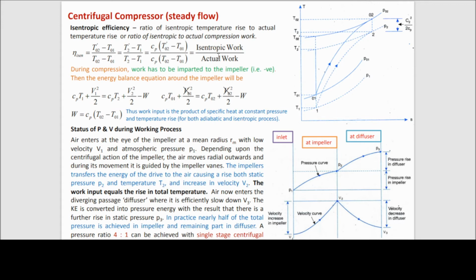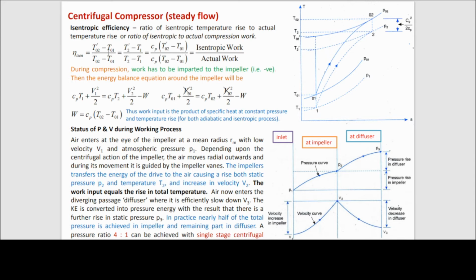In a turbine it will be just opposite, because we are getting work and we need more work out of it. So the work, when it happens isentropically, will be more, and that comes in the denominator, and the actual work, which is lesser, will come in the numerator. In the compressor this will be just opposite. The isentropic work is lesser, so it comes in the numerator, and the actual work given is more, that comes in the denominator.